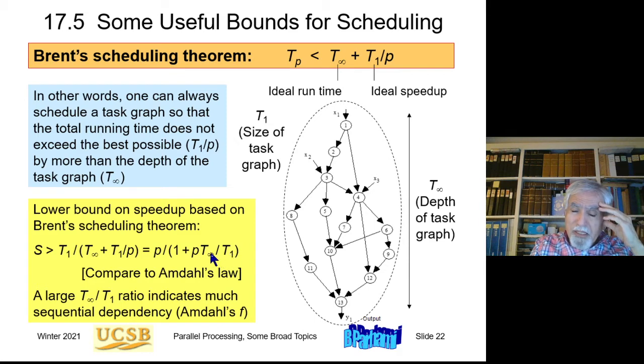Okay, if T1 divided by T infinity is large, or T infinity divided by T1 is small. So T1 is the number of nodes in the graph, T infinity is the depth of the graph. So if that ratio, T1 divided by T infinity, is large, then this term can be small. Okay, so a highly sequential task will have a large depth. And this is the case for this example. Depth is 8, and T1 is only 13. So T1 divided by T infinity is not very large. Okay, it's less than 2, in fact. But the wider this graph, the more parallelism it has built in, the better off you are in achieving a good speedup.